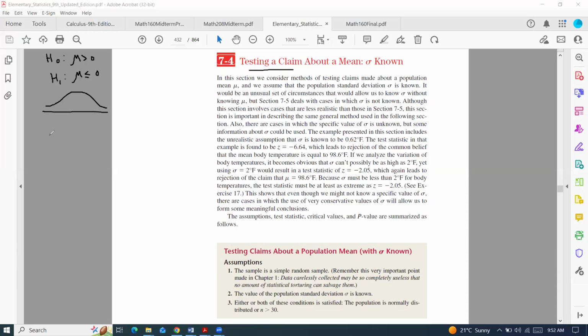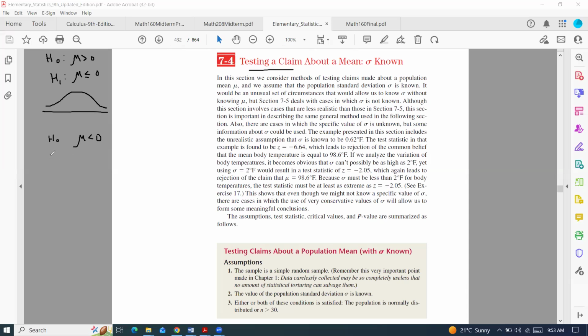So there are three kinds of statements you can create of this type. You can say the mean is greater than 0, or less than 0. So the opposite of less than will be greater than, right?